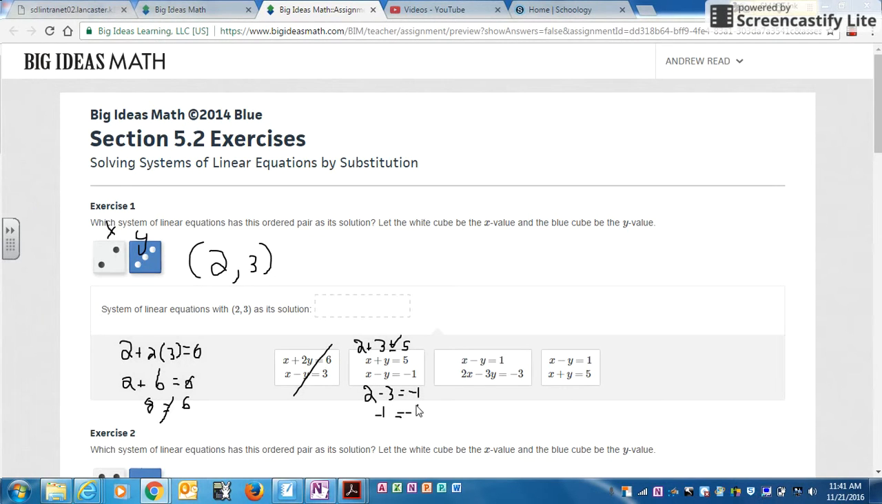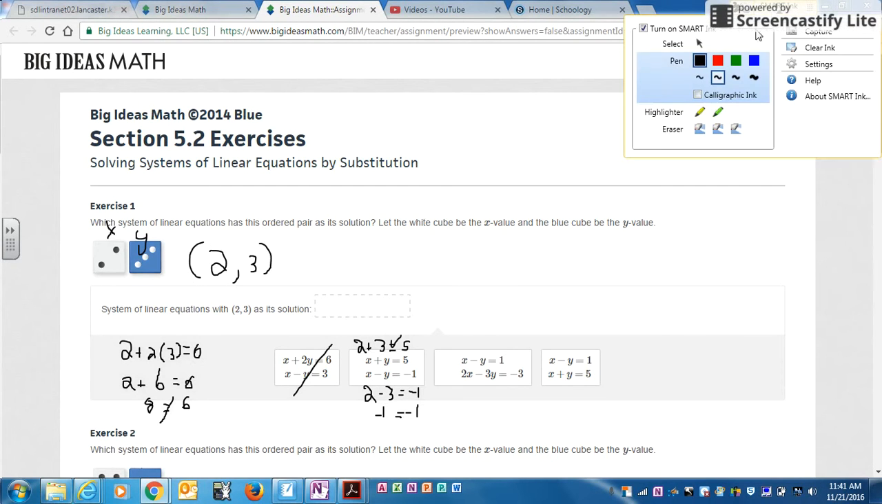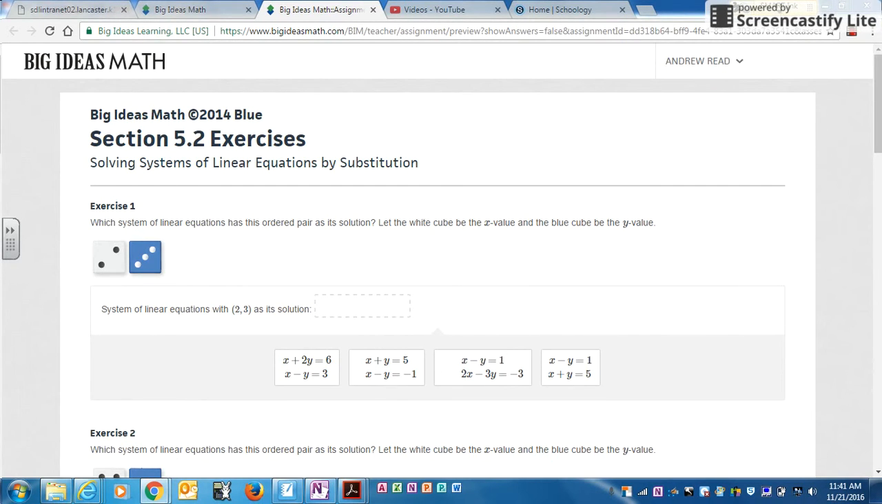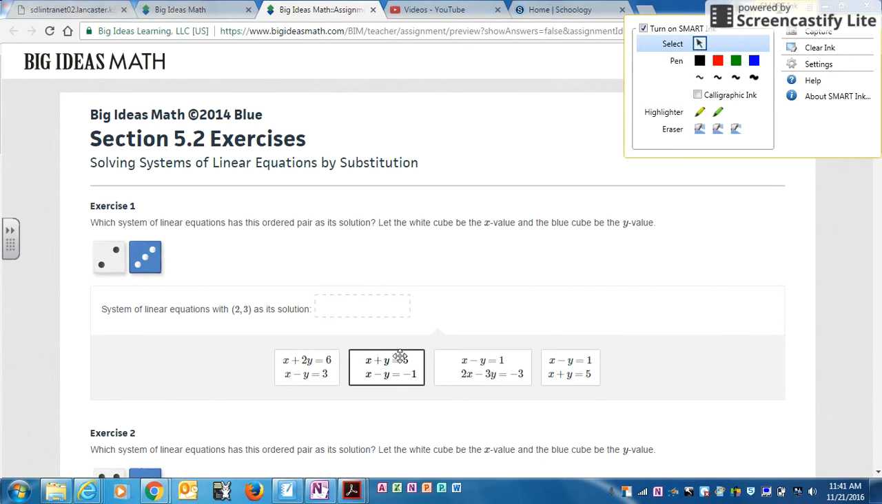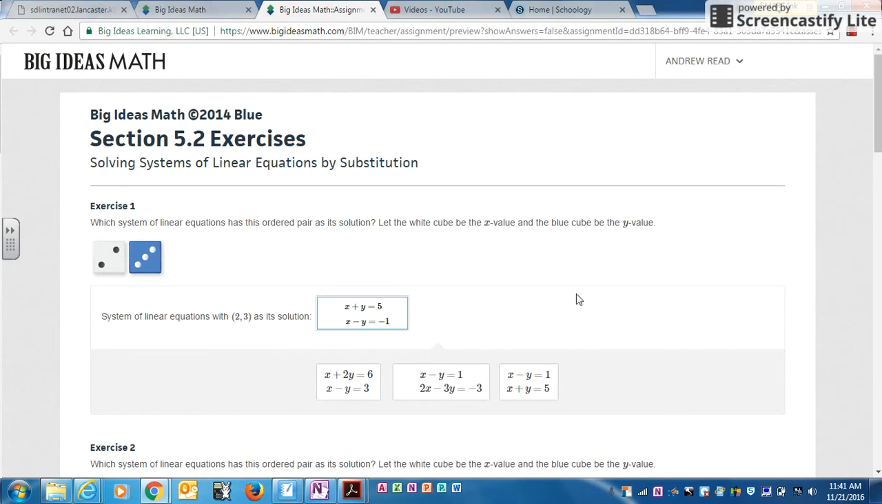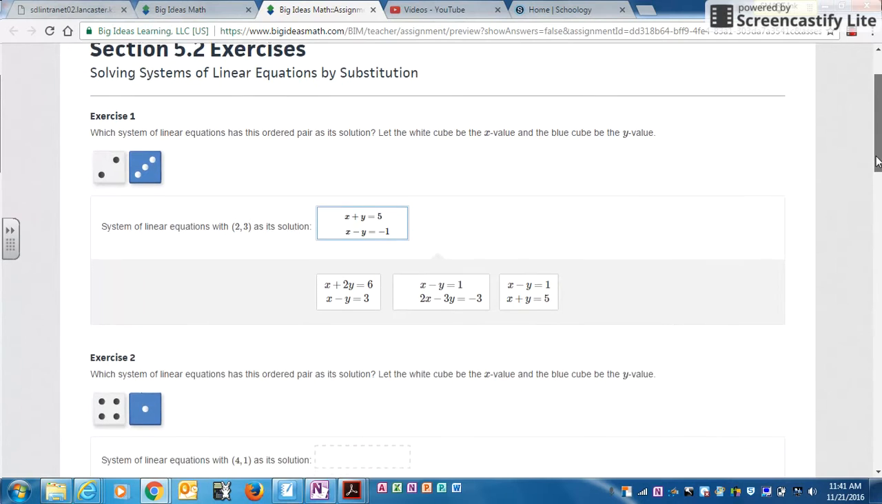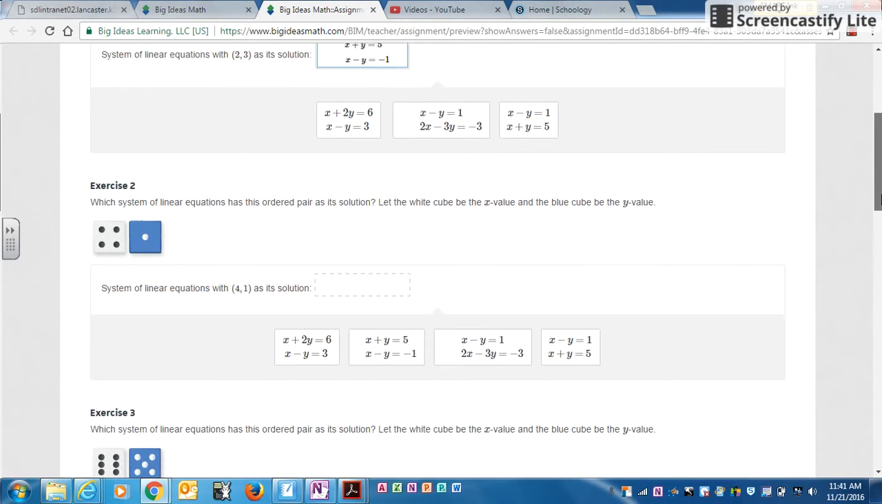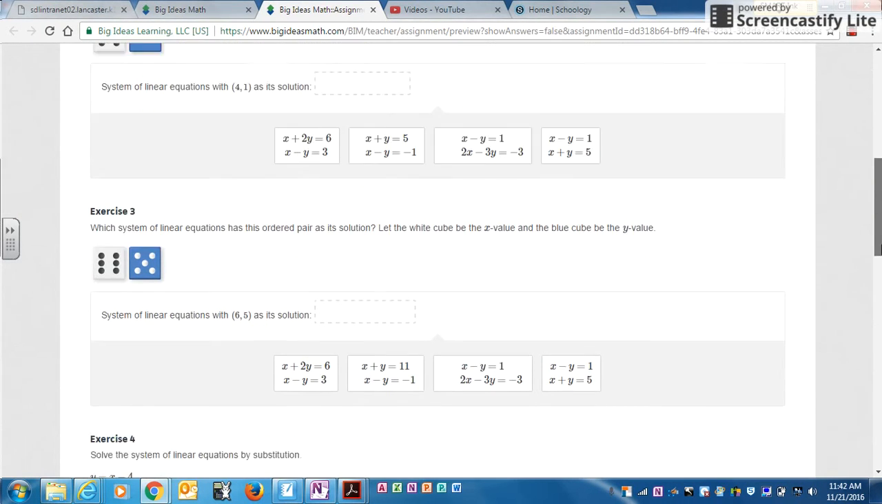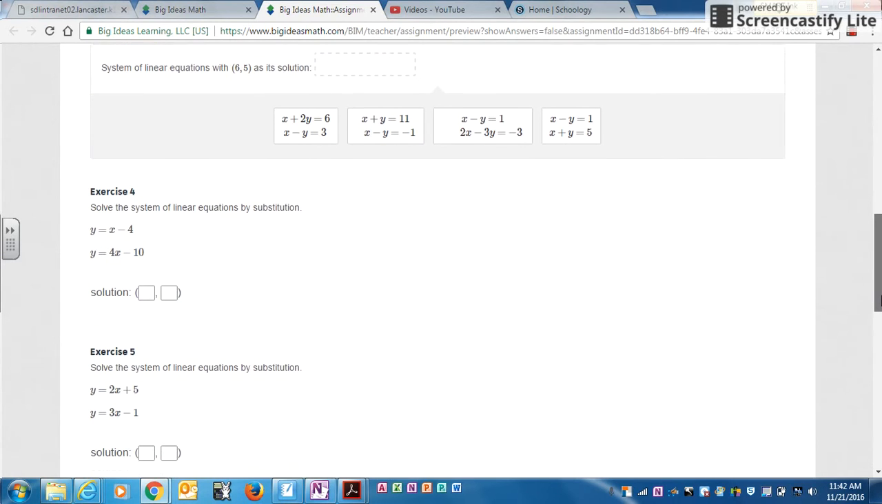Now, it's very important that you make sure it matches for both equations. It might match one, but not the other, or it might match neither. So you have to check for both equations and make sure it's true. So in this case, we found a match for both. So it's going to be this answer here. So if I clear the ink, go to my pointer real quick and put that up there. Okay. Now, hopefully you can do exercise 2 and 3 on your own based on that example.